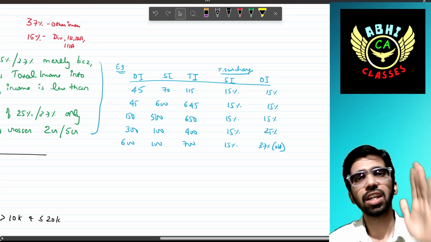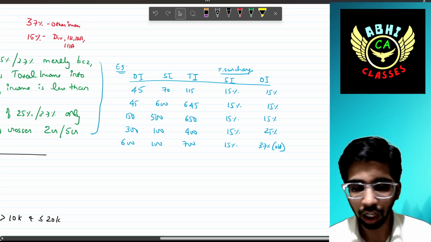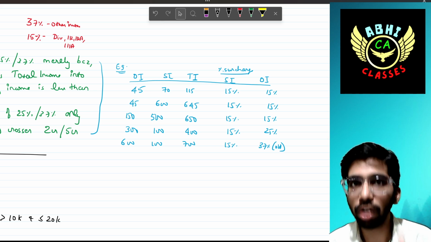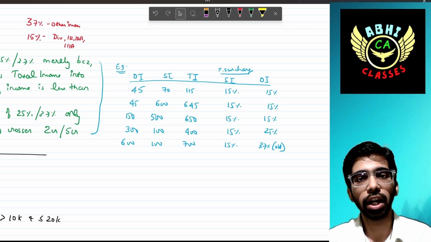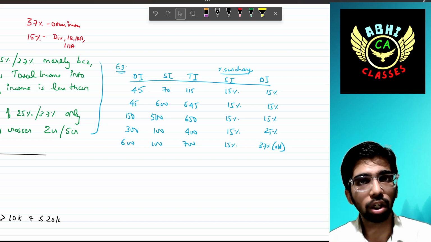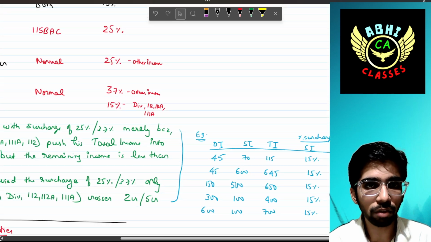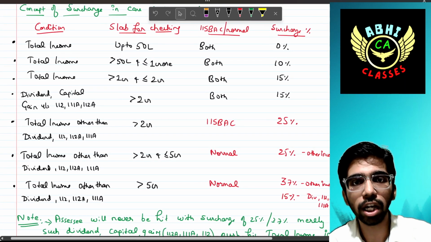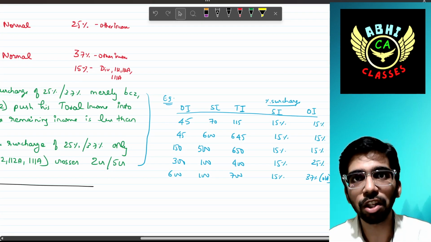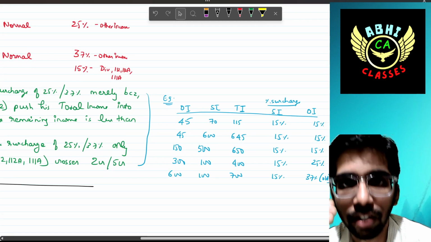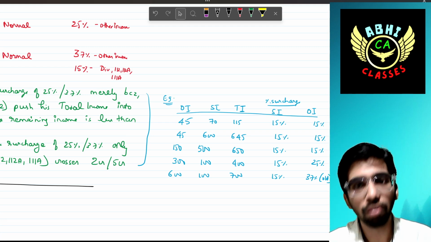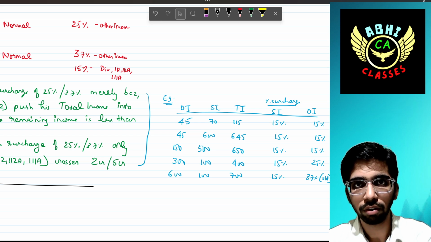Example: let's say your other income is 45 lakh, special income is 70 lakh, total income crosses around 1.15 crore. We have written that for special income more than 2 crore it is 15%, but his income is exceeding 1 crore, right? We have to apply the surcharge of 15% for both special income as well as other income.